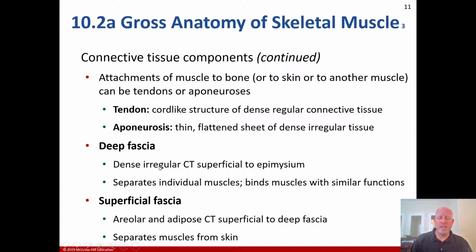Deep fascia is dense, irregular connective tissue superficial to the epimysium. It separates individual muscles and binds muscles with similar functions, so it's tissue to tissue here, whereas a tendon is muscle to bone. In this case, it's muscle to other muscles, potentially, separating the muscles. Superficial fascia is areolar and adipose connective tissue superficial to the deep fascia. It separates muscles from the skin.